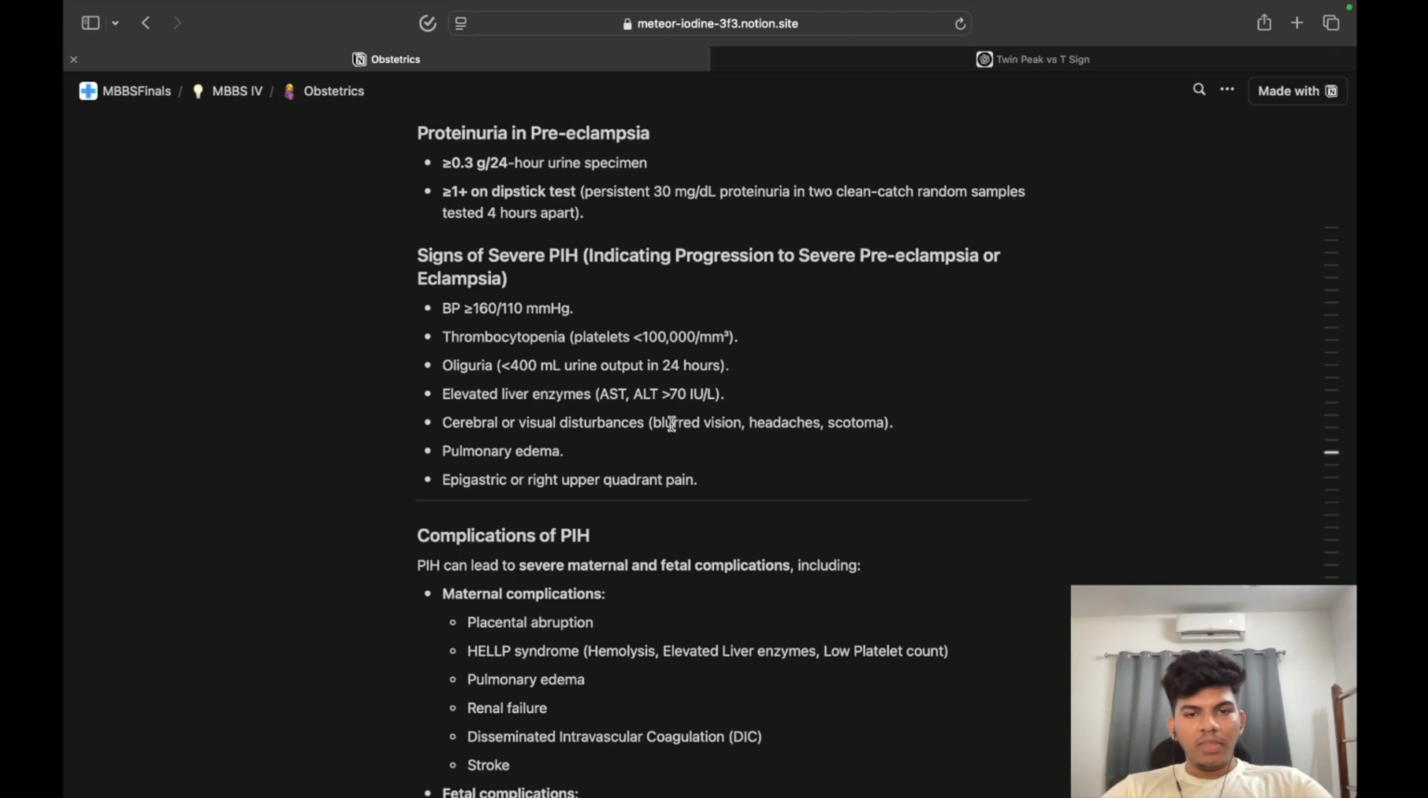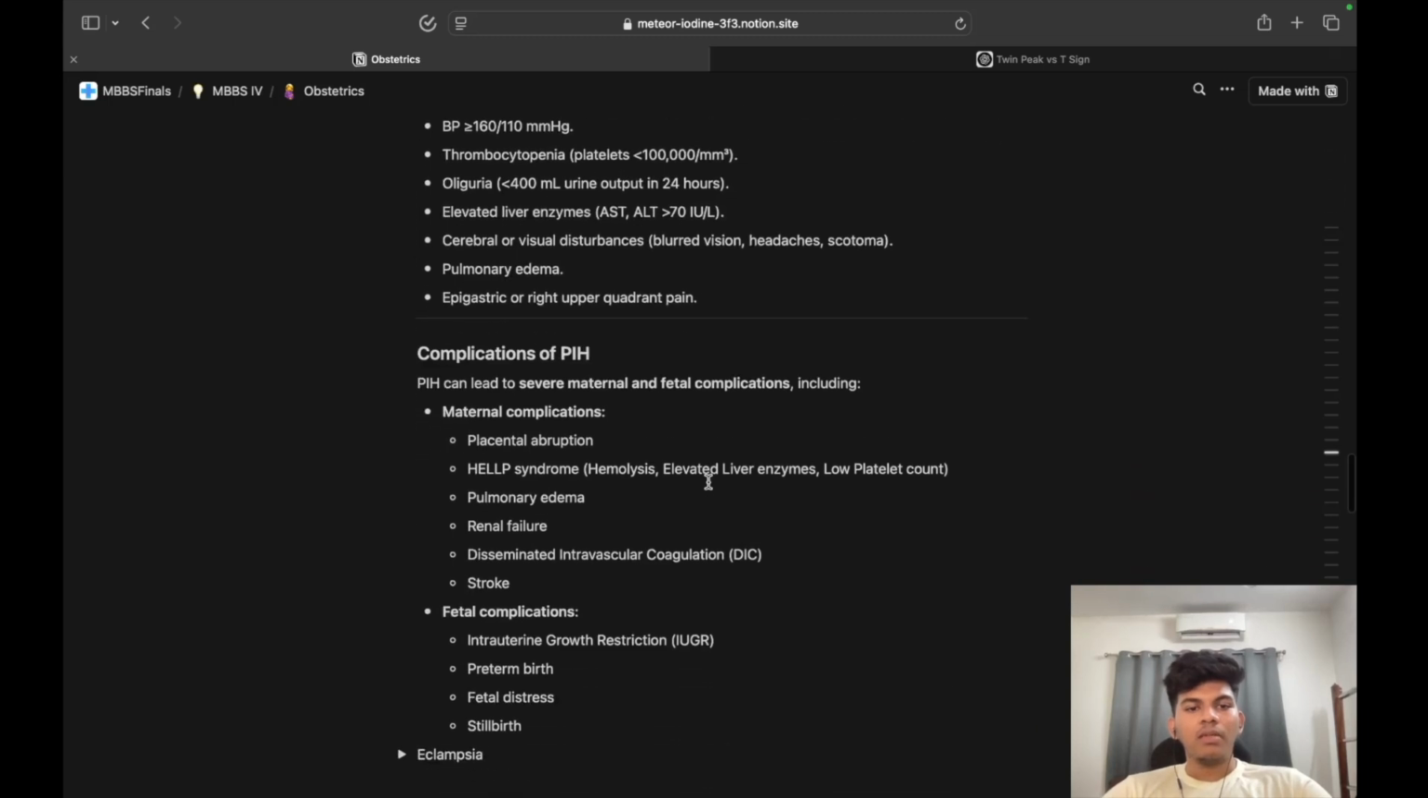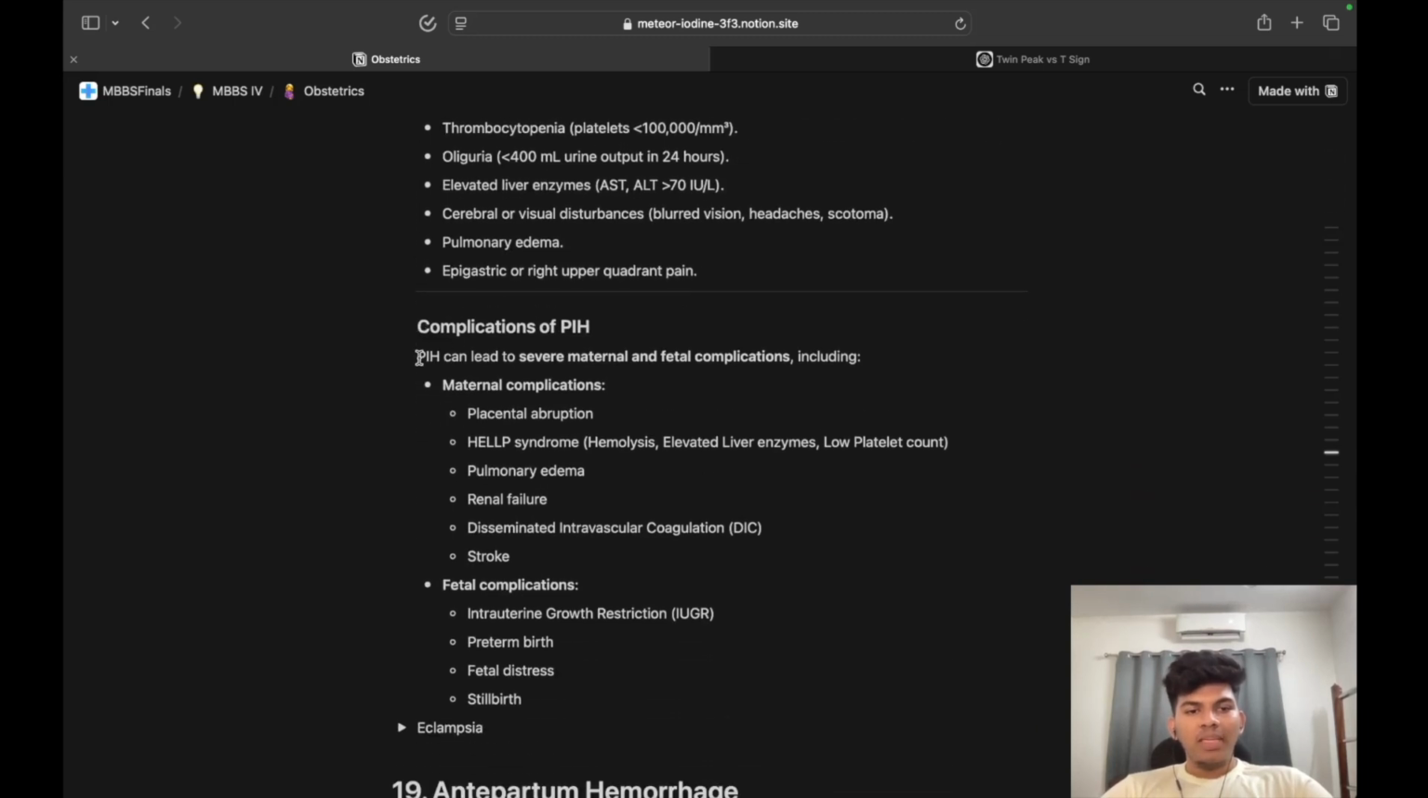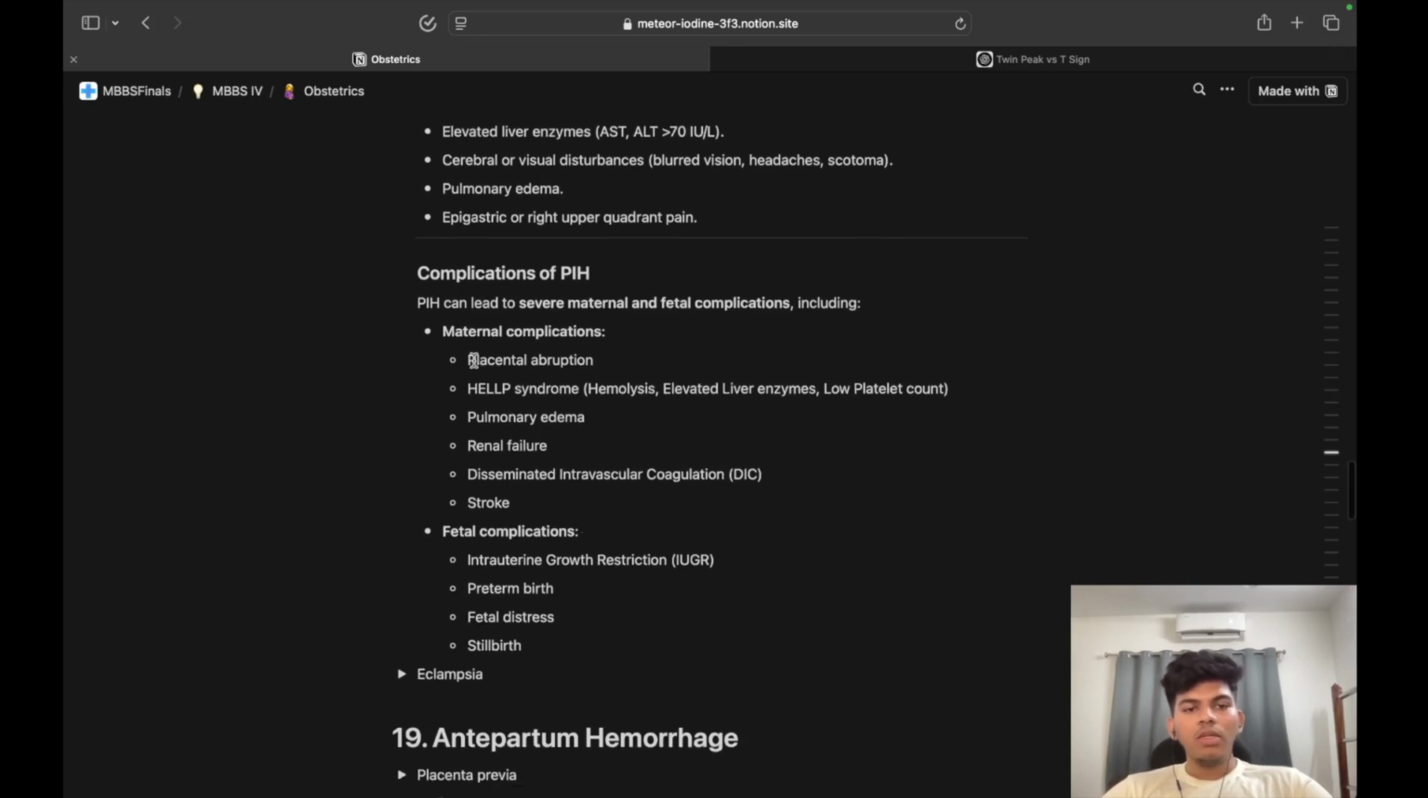Cerebral or visual disturbances, which are blurred vision, headache, scotoma; pulmonary edema, which can be life threatening; and epigastric or right upper quadrant pain. Coming to complications of PIH, there can be severe maternal or fetal complications. Maternal complications include placental abruption, HELLP syndrome, pulmonary edema, renal failure, DIC and stroke.